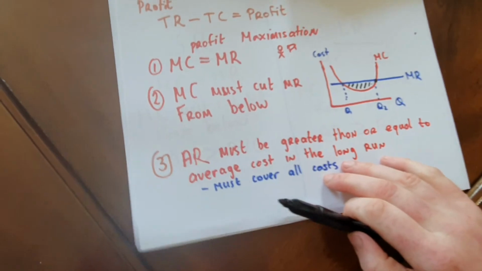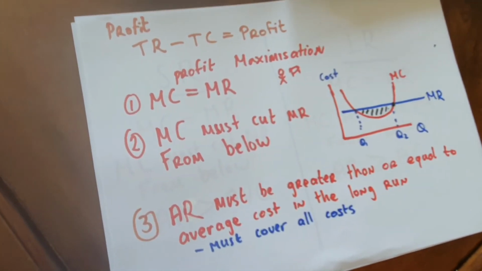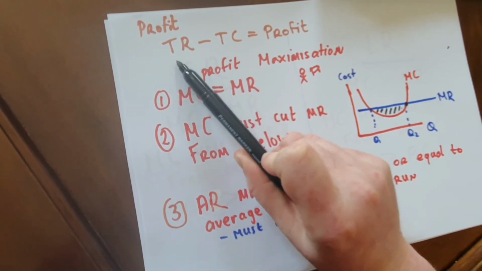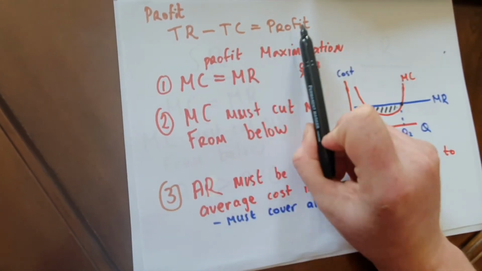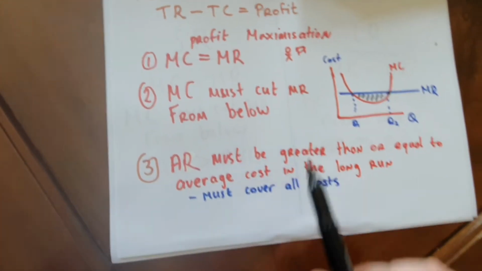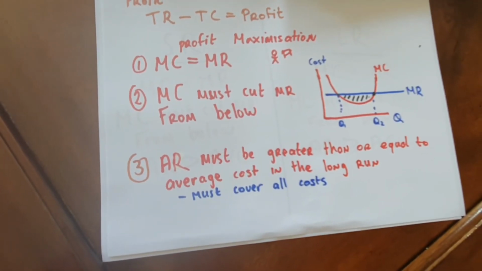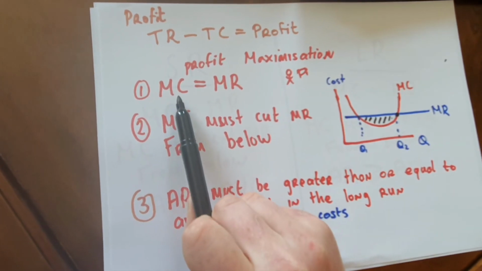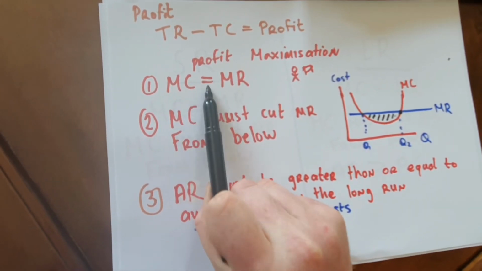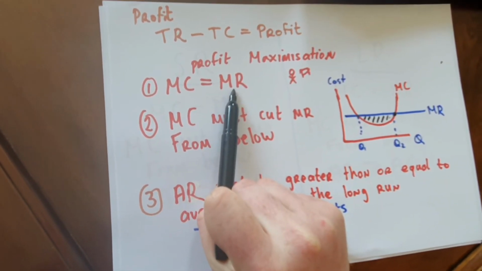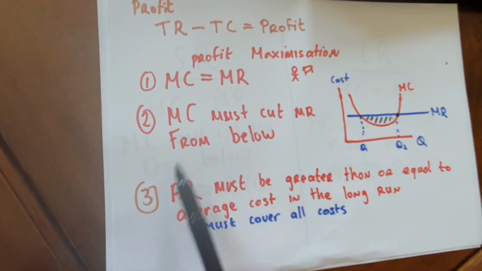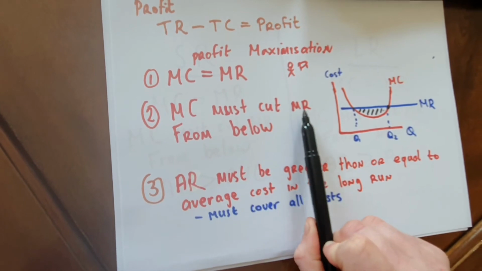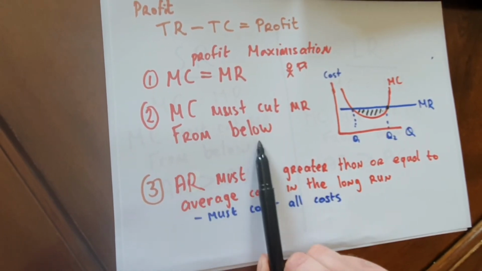So how do we work out our profit? Well, our profit is going to be calculated from our total revenue minus our total costs. And we have three things that we should do in order to maximize our profit. The first one is to make sure that our marginal costs are equal to our marginal revenue. The second thing, make sure that the marginal cost curve cuts the marginal revenue curve from below.